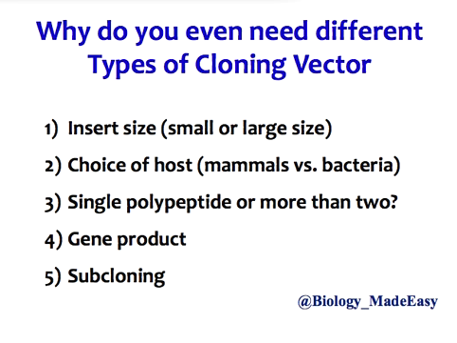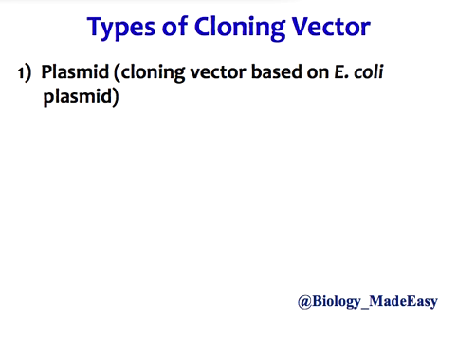And of course these vectors don't exist naturally, so scientists make them in the laboratory. They synthesize, they perform various kinds of manipulation or genetic engineering, and then they make that vector suitable for their use. Now I'll move to the types of cloning vector. There are multiple types available.